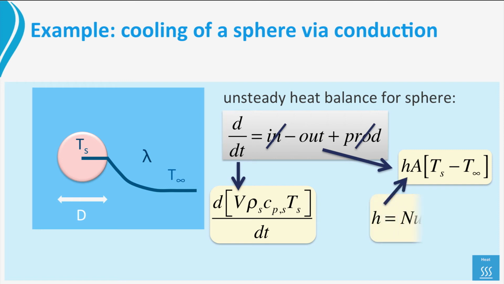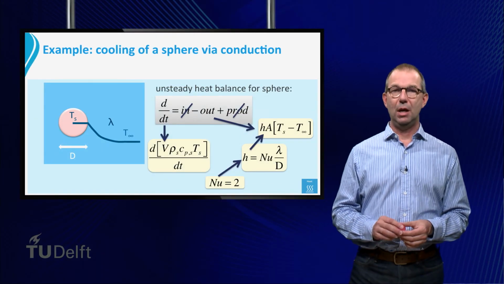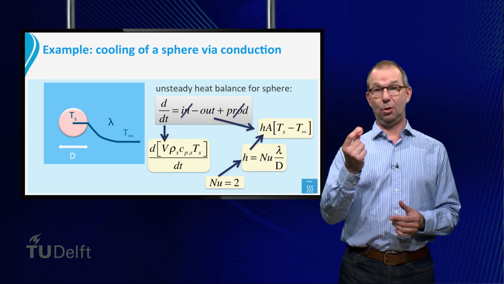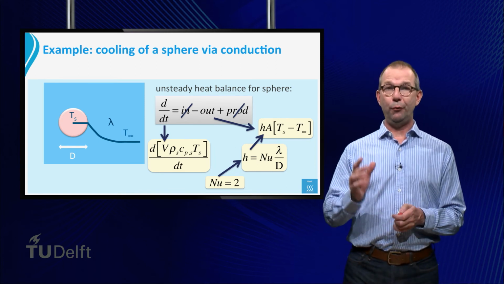The next step is to further specify the heat transfer coefficient h and connecting it to Nusselt. Finally, for this situation, a sphere cooling down via conduction, we can use Nusselt is 2. In principle, this has only been shown to be adequate for steady-state situations. However, it turns out that pretty quickly after the start of the cooling process, Nusselt is 2 also holds for further cooling of the sphere.